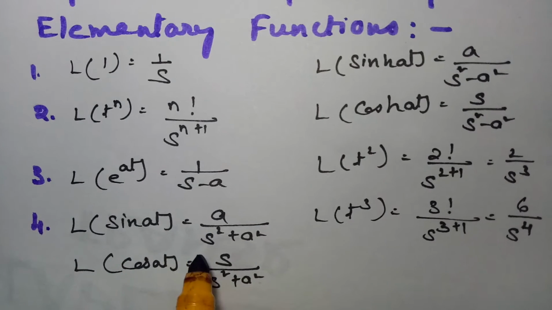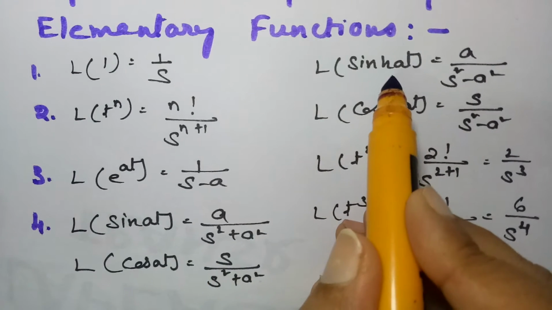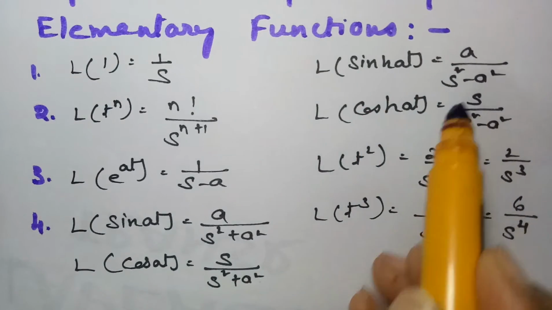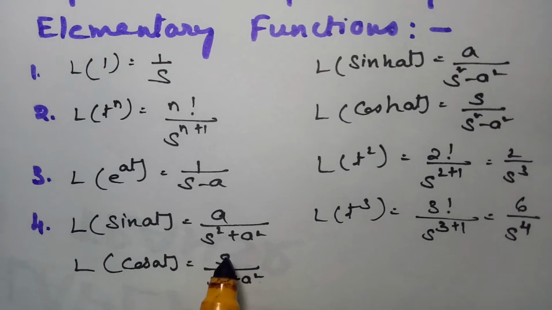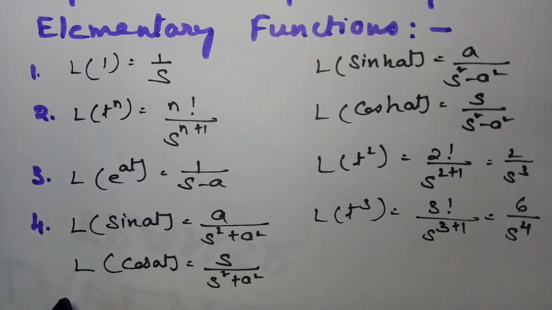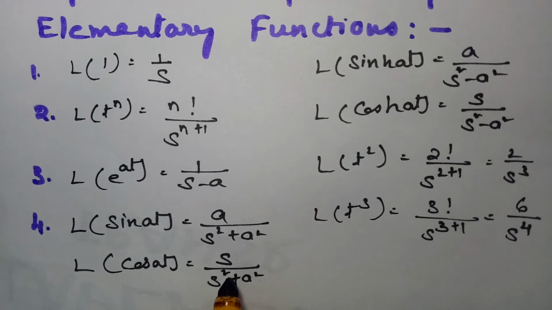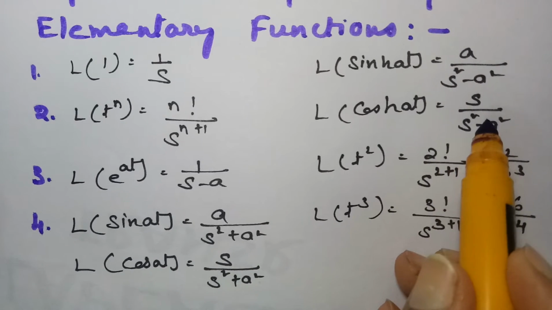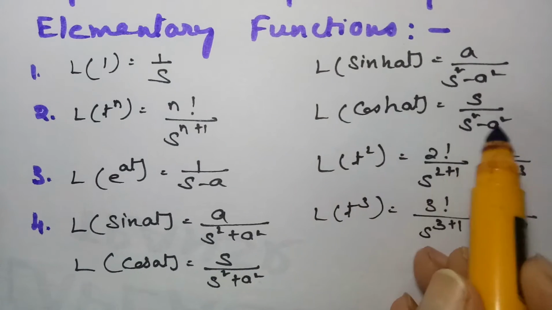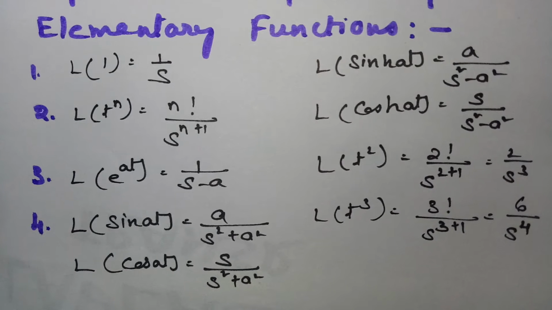Here it is for trigonometric function, and for hyperbolic function it is minus. Don't get confused. For hyperbolic it is minus and for trigonometric functions it is plus. For sine always the numerator is a here and here also it is a. And Laplace transformation of cos at, for cos always the numerator is s, even here it is s, and for hyperbolic function it is also s. For trigonometric it is s by s square plus a square, and for hyperbolic function it is s by s square minus a square.